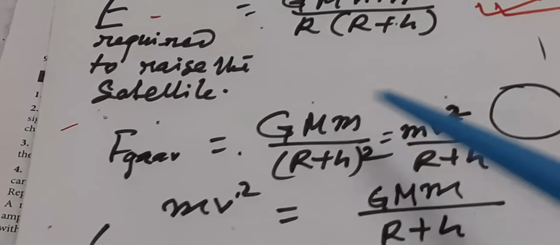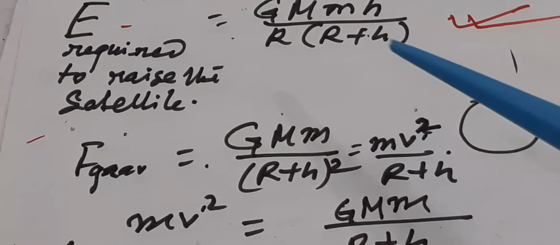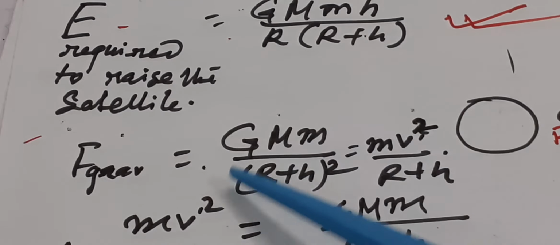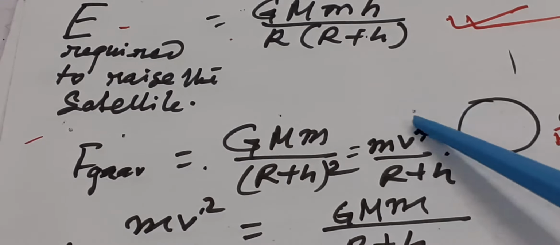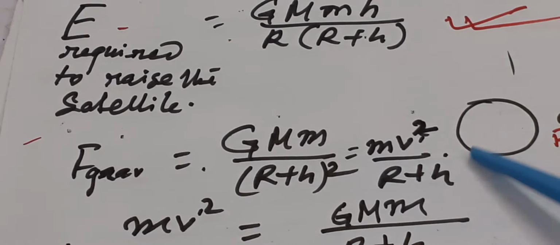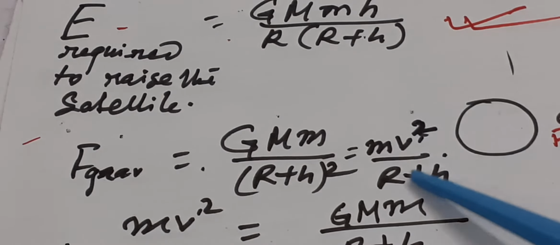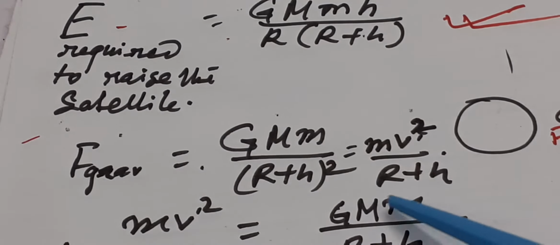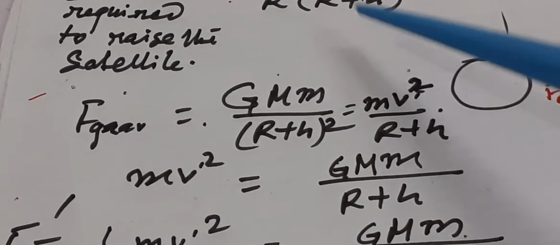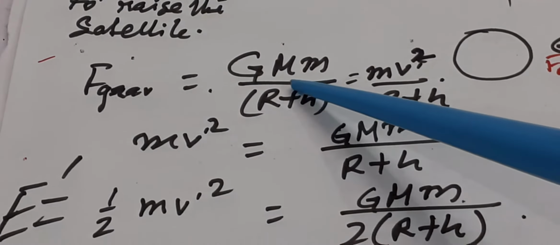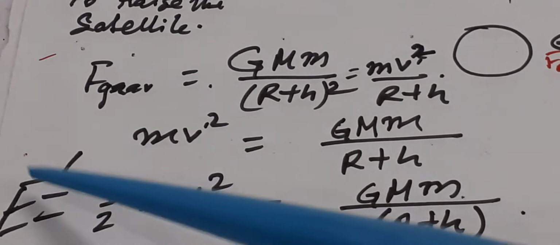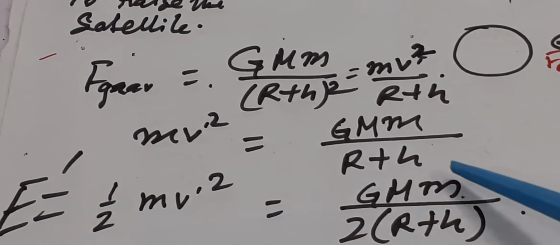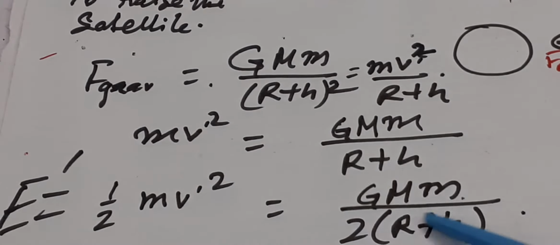Now we know that as it rotates in a circular path, the necessary centripetal force is given by the gravity force, that is GMm by (R plus h) whole square. Centripetal force is mass into velocity square by (R plus h). Solving here, mv dash square will be GMm by (R plus h). Now just multiply half on both sides. That will be the kinetic energy when it is in the circular path: GMm by 2(R plus h).